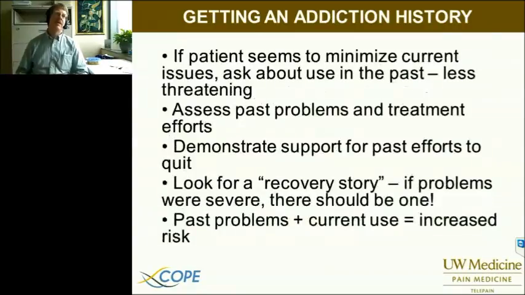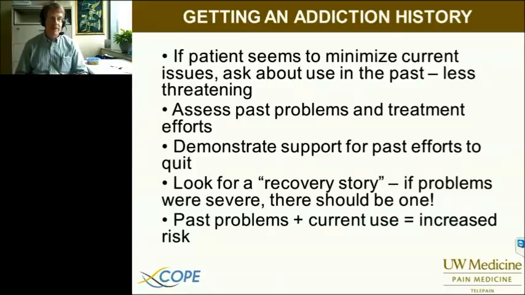And then if patients do seem to minimize current use of alcohol or drugs and you're wondering about that, I think asking about these issues in the past is a lot less threatening. You get a lot more disclosure of past problems, even when people were a teen. Addiction is really an adolescent onset disorder for the most part, not 100%, but most people who have addiction have problems in adolescence. It's really quite a good way of getting a sense of whether somebody has a history of addiction and therefore higher risk for opioid prescribing.